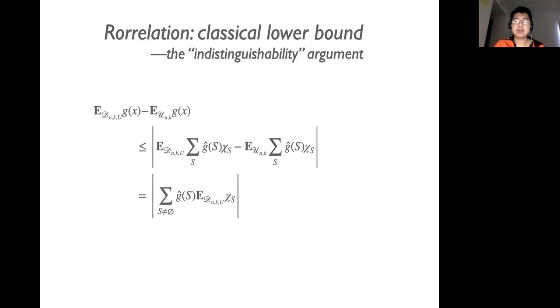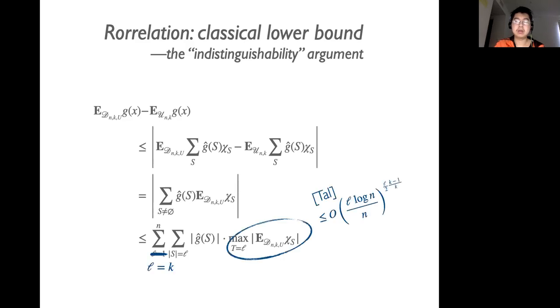Therefore, this expression simplifies to a weighted sum: the sum of the expectation of the characters over the correlated distribution, weighted by the corresponding Fourier coefficients. Now we group the terms based on the level of the Fourier spectrum, from level 1 to level n. Within each level, we take the maximum value of the expectation of characters at that level, then multiply by the L1 norm of the Fourier coefficients at that level.